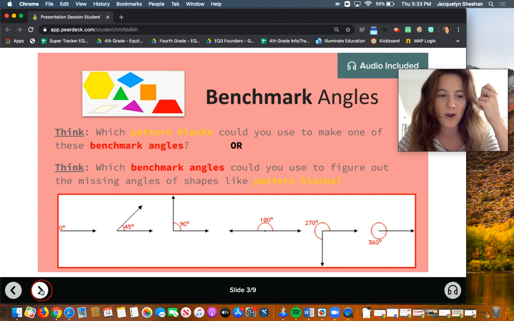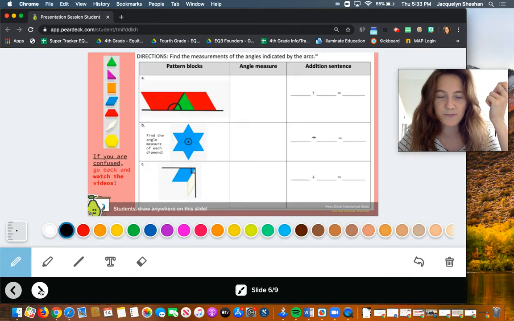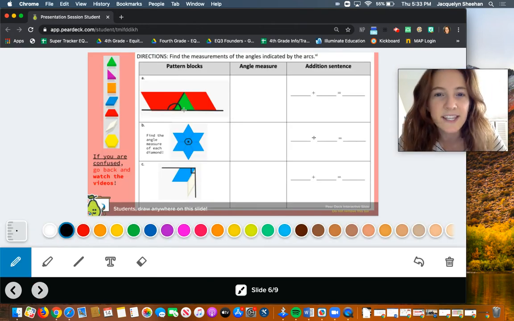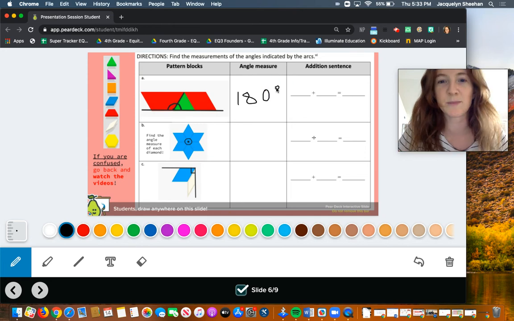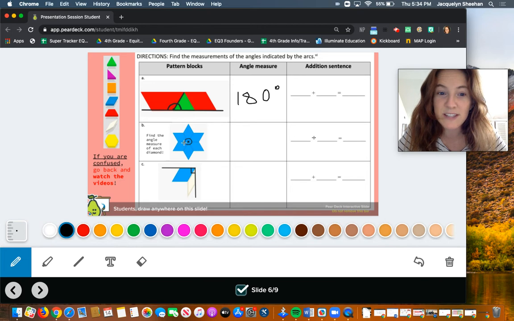Okay. So with all that in mind, with this first problem, you should have seen, oh, that's easy. I see a straight line. That means this angle measure is 180 degrees. You guys are a lot better at figuring out how to type the numbers, but I'll just write them. This next one you should have seen, oh, this angle measure is easy. The benchmark angle measure here is 360 degrees.